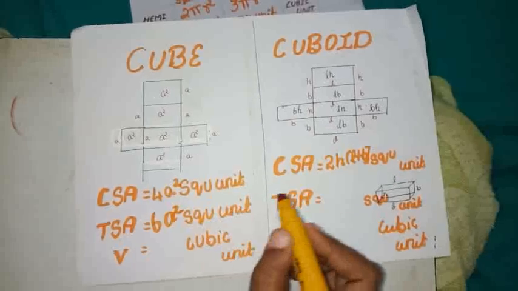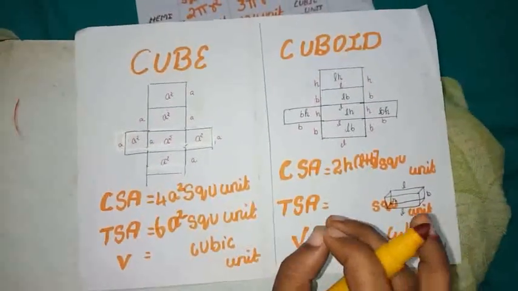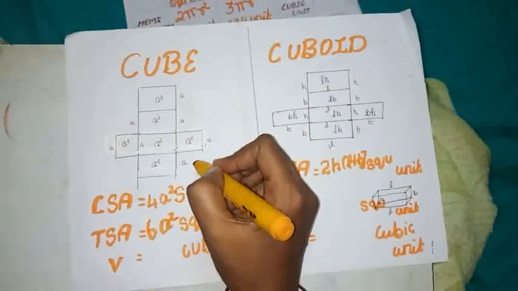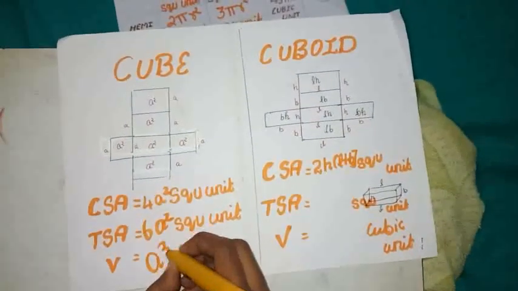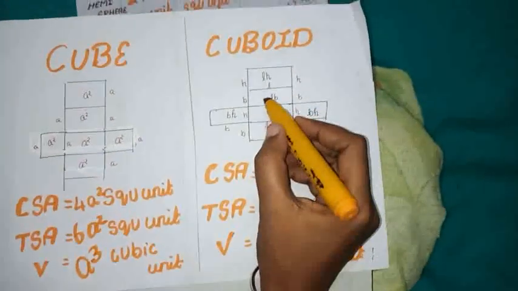Volume, how could you write? Volume is three dimension, we already know. So here a means, what is the three dimension? Cube. So a cube.